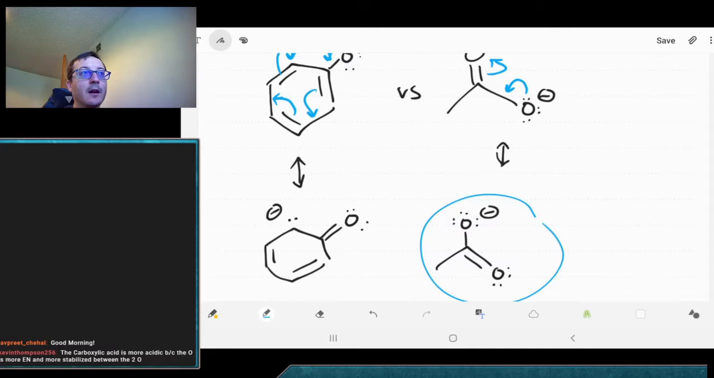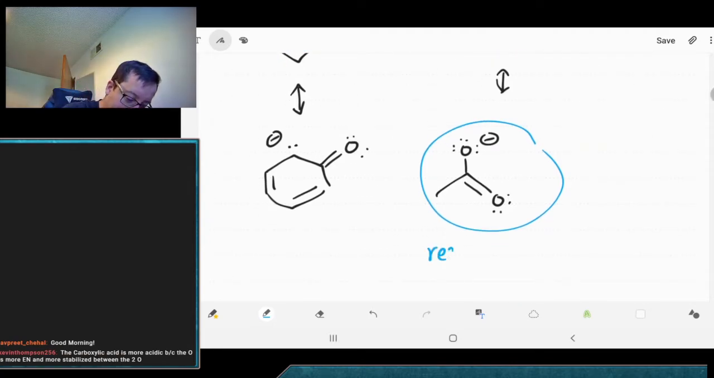So, definitely, having it resonate onto a second oxygen is going to be better than resonating it onto a carbon. So, this resonates onto oxygen. This one resonates.